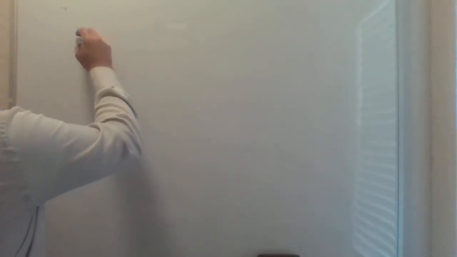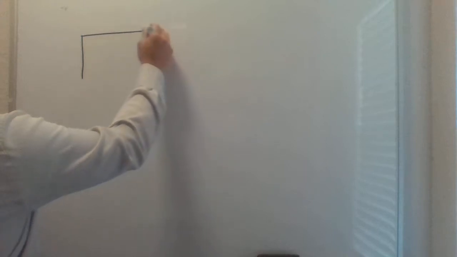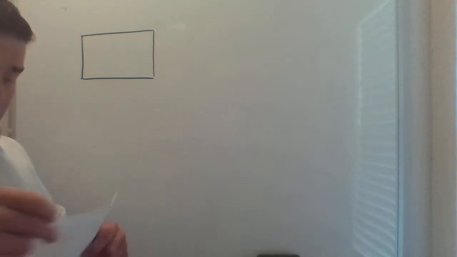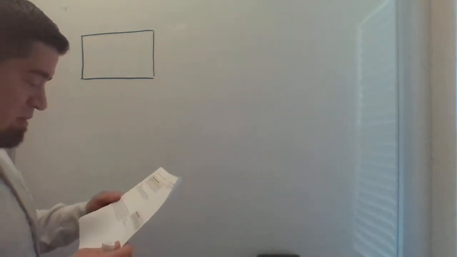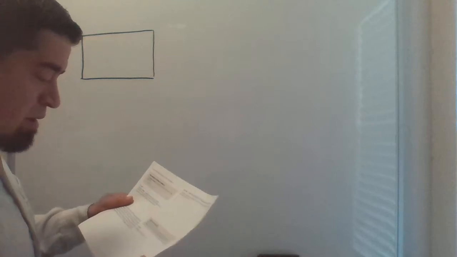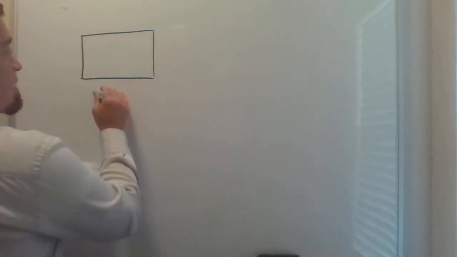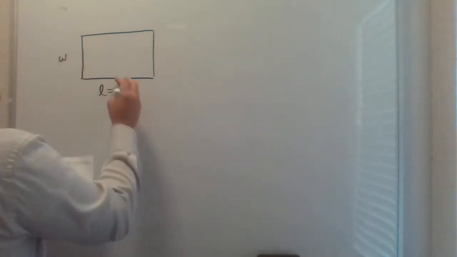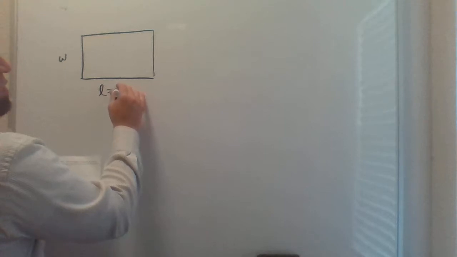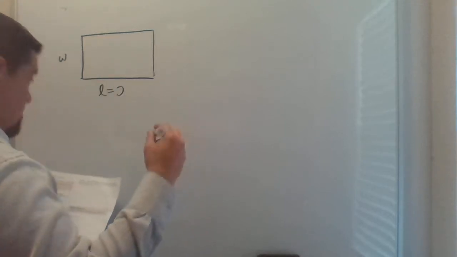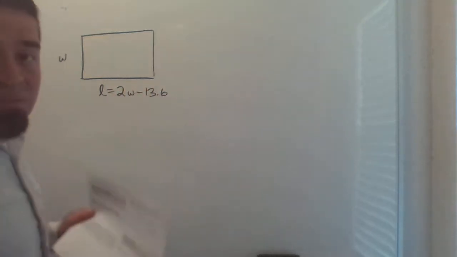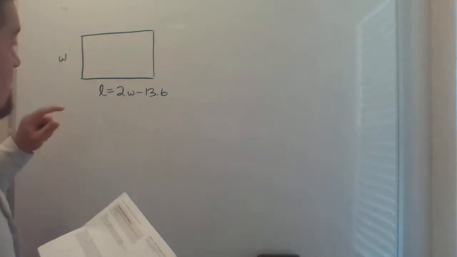So first things first, if you can draw a picture, it would probably be a good idea to draw a picture. We know solar panels in this problem are rectangular, as are most solar panels. And it tells us in the second to last sentence that the length of the panel is 13.6 less than twice the width. So this is the length, and this is the width, and this says that 13.6 less than twice the width would mean that you take twice the width and subtract 13.6 from it. Okay, that's what that statement means.